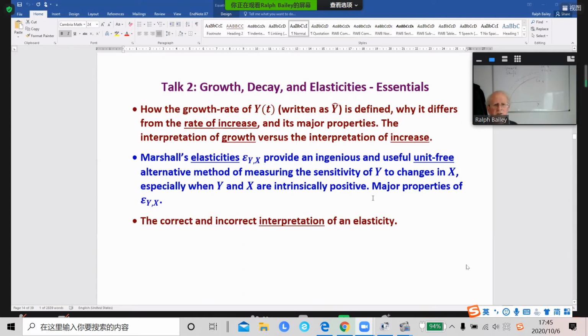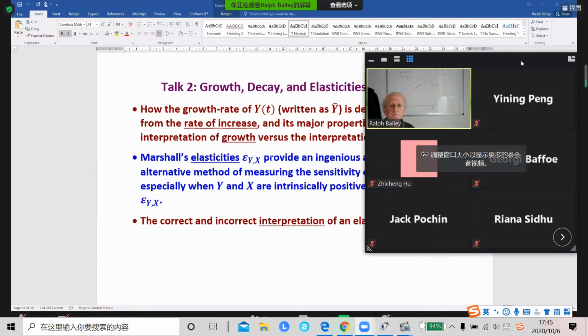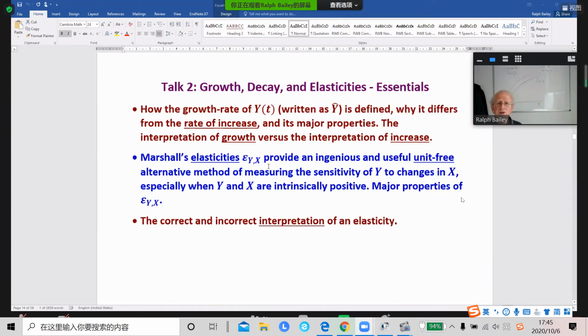And these are my essentials. First of all, simply how the growth rate is defined. And its difference from rate of increase. And then Marshall's elasticities, which are dear to the heart of economists, and how they should be interpreted. And this material is largely practice. So I want you to understand the basic maths, but then it's clearly something you should just get very familiar with through solving examples.